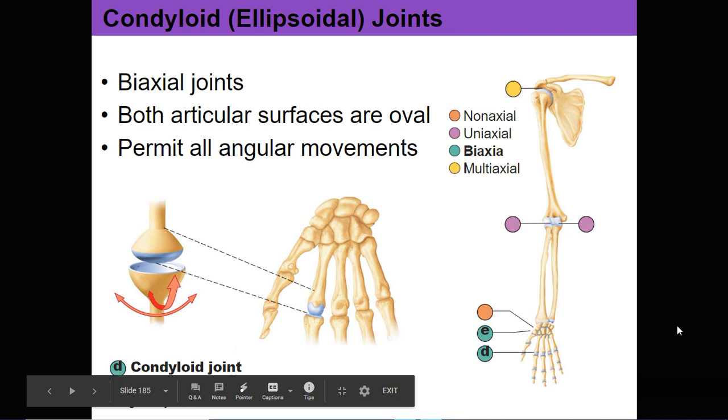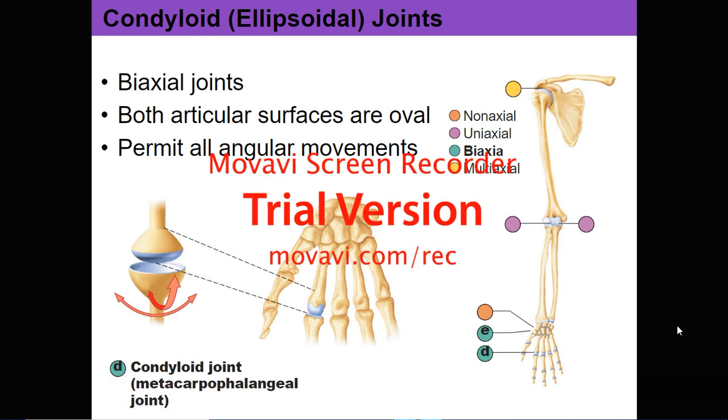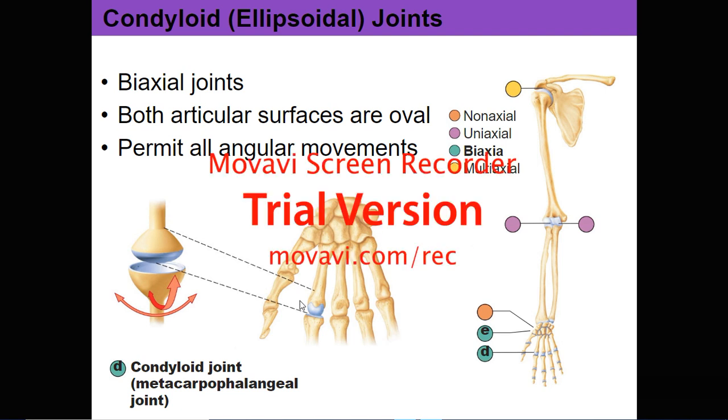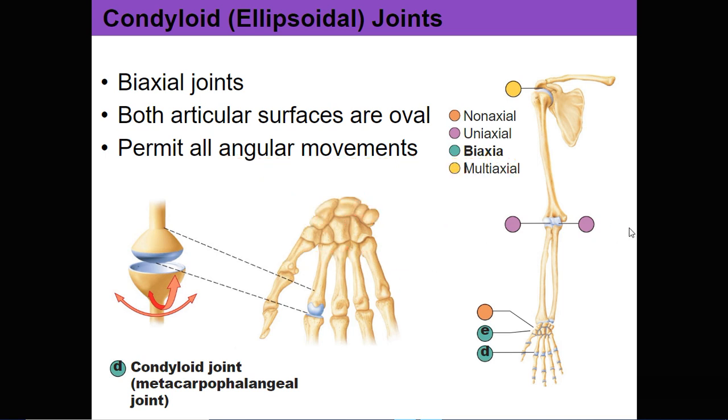With condyloid joints, you have biaxial movement. So that's movement in 2 planes. You're able to do flexion and extension, and also adduction and abduction. You have movement in 2 planes, and both articular surfaces are oval. A place where you find these is between your metacarpophalangeal joints. There you find condyloid joints, with biaxial movement, and these articular surfaces are oval.